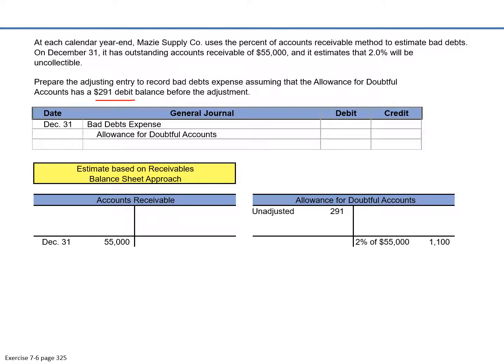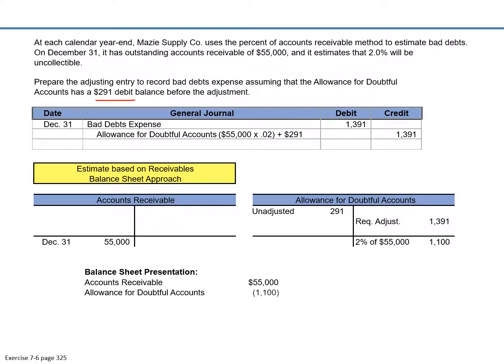So to get from a debit balance of $291 to a credit balance of $1,100, we have to add, right? So $1,391 less $291 is a credit balance of $1,100. So that's going to be our journal entry: debit $1,391 to bad debt expense and credit $1,391 to allowance for doubtful accounts. And our balance sheet presentation would look like this: accounts receivable $55,000 less allowance for doubtful accounts of $1,100 equals a net receivable of $53,900.